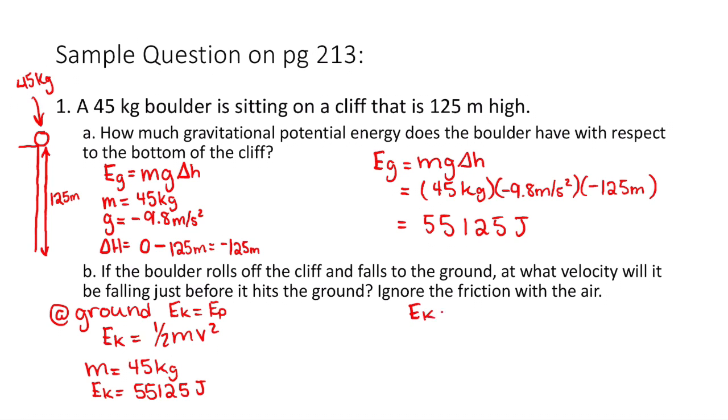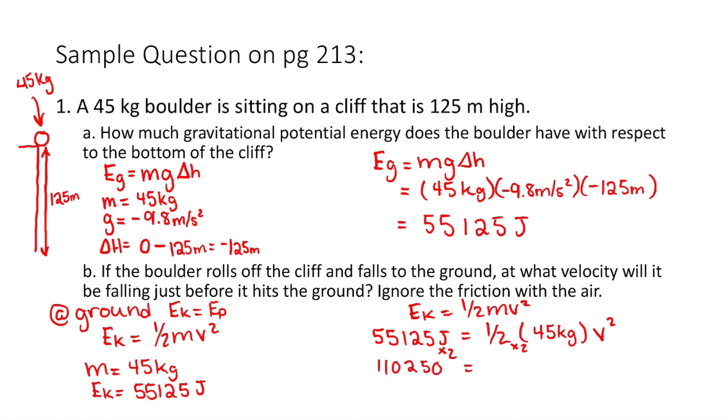So EK is equal to 1/2 mv squared. So we know that EK is equal to 55,125 joules equals 1/2. Our mass is 45 kilograms. And then times v squared, which is our unknown. So similar to what we were doing before, we need to isolate v. So times by 2, times by 2. You get 110,250 is equal to 45 kilograms times by v squared.